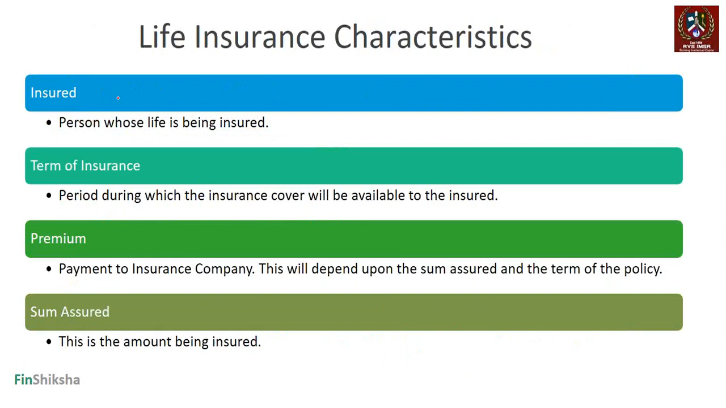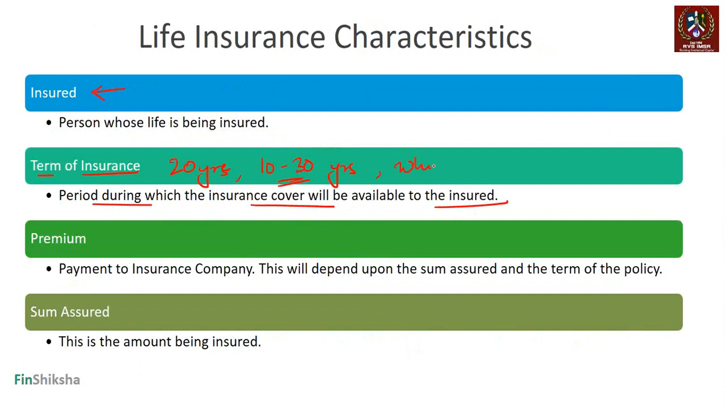So the person whose life is being insured is called the insured, right? It's the person who's going to pay the premium and get his or her life insured. The term of the insurance is the period during which the insurance cover will be available to the insured. Usually something like 20 years or maybe 15 years, in some cases larger than that. Usually you will find that 10 to 30 years is the standard term that people look at.